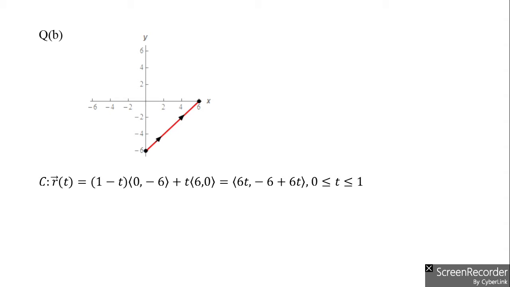We will need to parameterize the curve, so let's take care of that. We get x is 6t and y is -6 plus 6t. Note that we could have just found the equation of this curve, but it seemed just as easy to use the vector form of the line segment between two points.